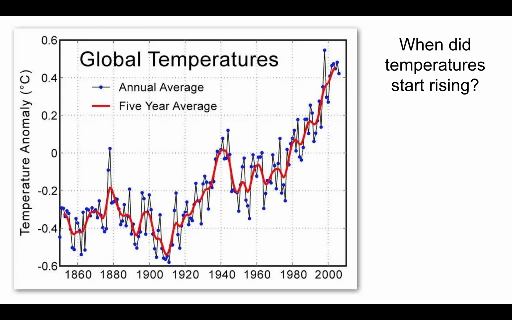Here we have a graph of the temperatures changing over time. What do you notice? The temperatures are always changing, going up and down, but at a certain point, temperatures really started rising overall. Can you find where? When did temperatures start rising? Here. Around 1910, overall, the trend of temperatures started rising a lot.